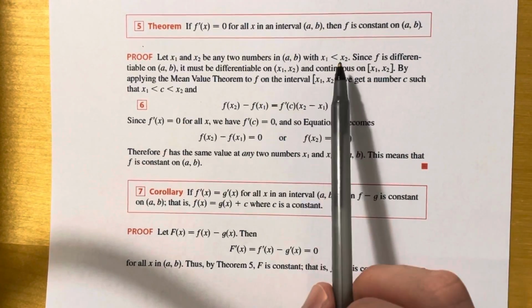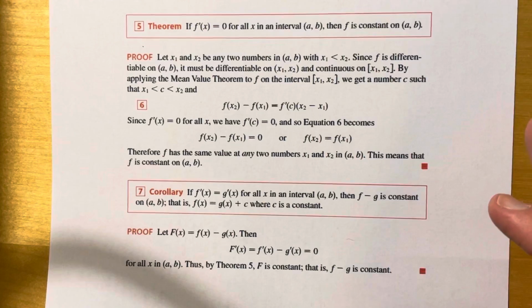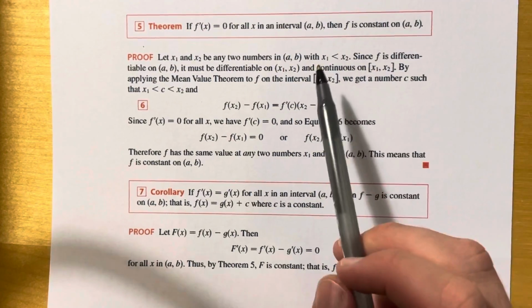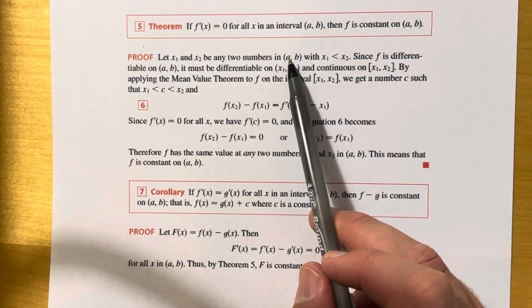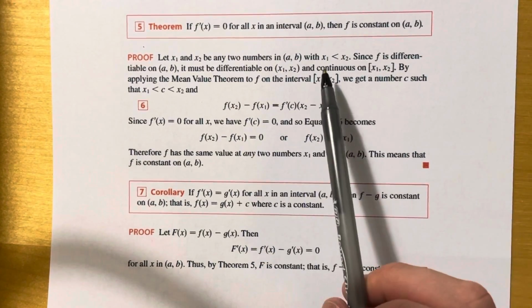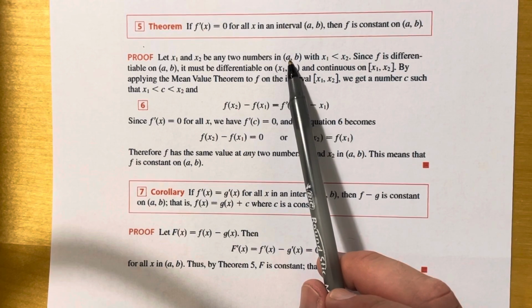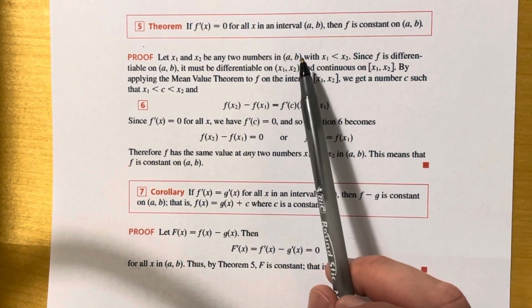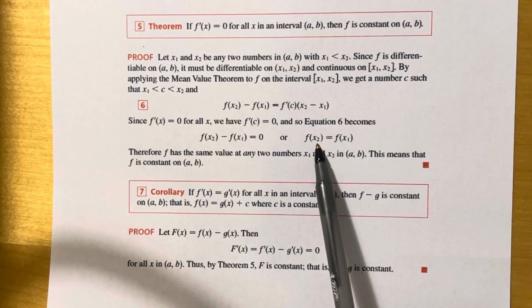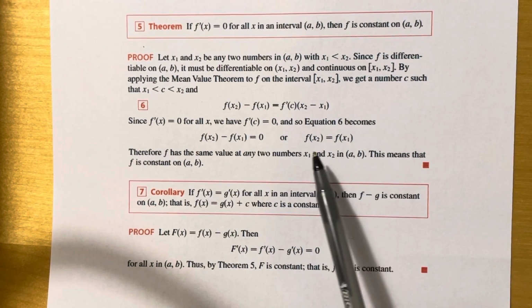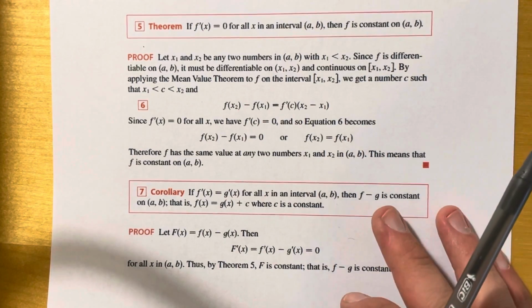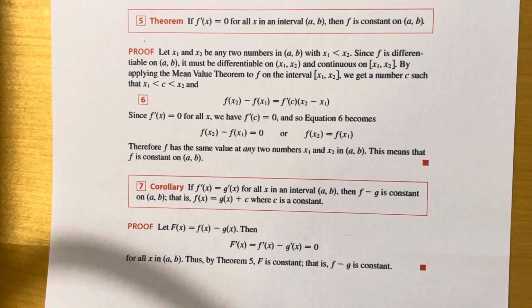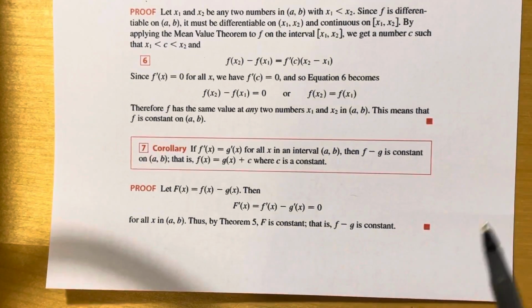We selected x1 and x2 completely arbitrarily. We only assumed that they were not equal to each other, that's what this inequality would imply, and that they were between a and b. So what this is saying is that for any two numbers that we select in this interval ab, f of each of those numbers is always equal to the same thing. But that is actually the very definition of a constant function. f of any number in that interval always gives me the same number, the same constant.